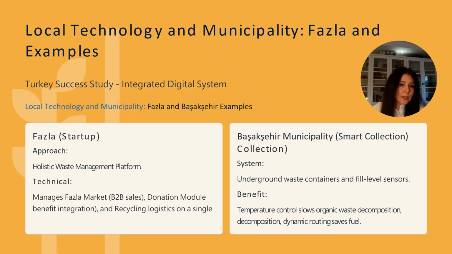On the municipal side, Başakşehir Municipality's smart underground container system is a textbook example of logistic optimization. Taking garbage underground to lower the temperature is a simple rule of physics. However, directing garbage trucks only to full containers via field-level sensors is an algorithmic success that reduces the carbon footprint. Technology exists in Turkey, application exists. The only thing missing is spreading this example to national standards.